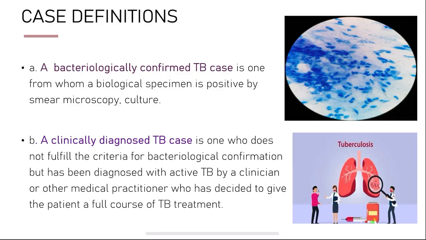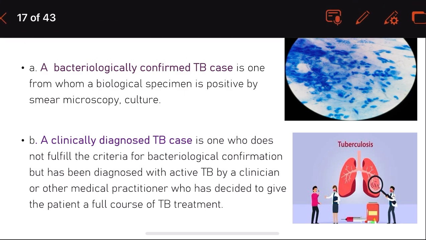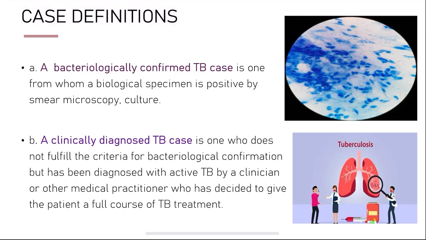Moving further to the case definitions. A bacteriologically confirmed TB case is one from whom a biological specimen is positive by smear microscopy or culture. What does it mean? A biological specimen was collected and this specimen turned out to be positive when we did the smear microscopy or the culture. So it is a bacteriologically confirmed case.